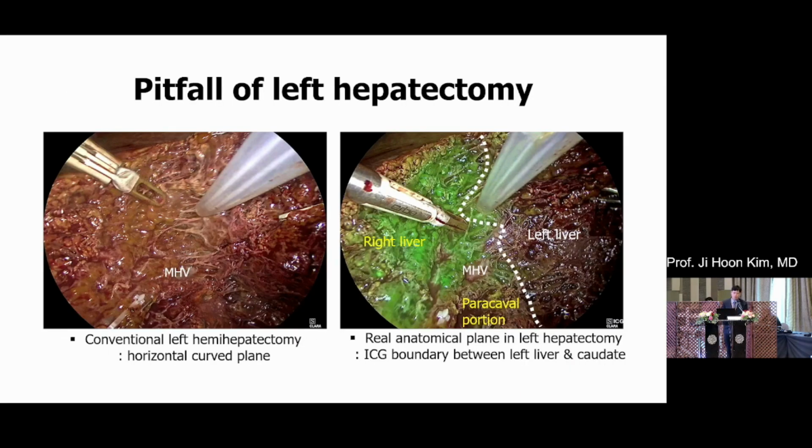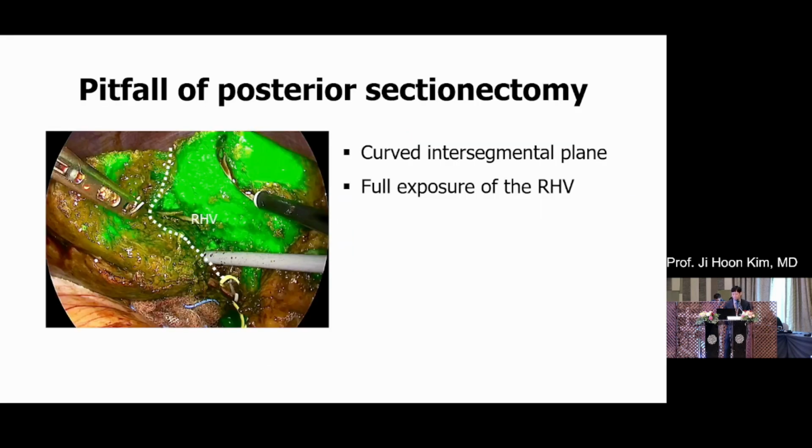Another point, in left hepatectomy, is that it is difficult to identify the left liver and the paracaval portion. Another important point is the very curved horizontal plane. So we can identify the exact boundary between the left liver and the paracaval portion thanks to the ICG fluorescence imaging.